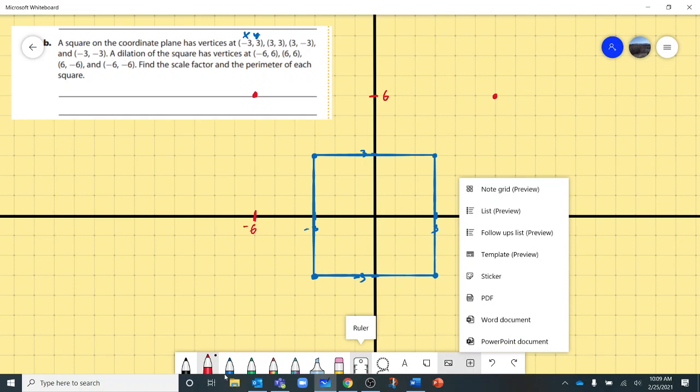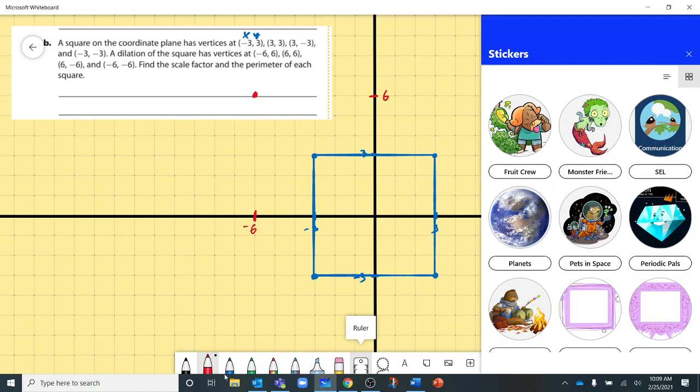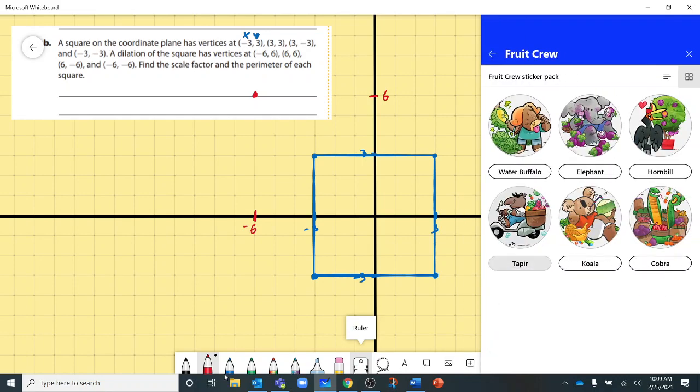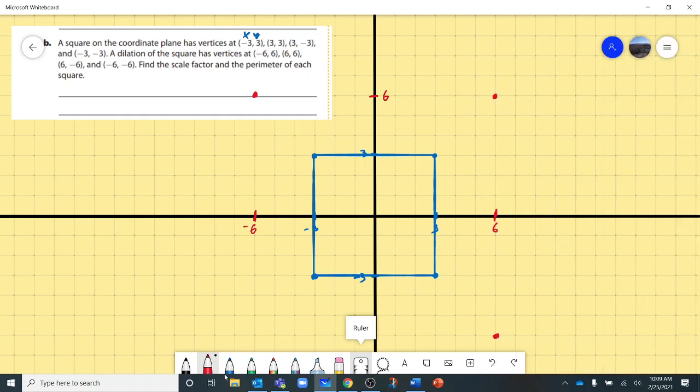Let's see. Stickers. Yeah, I can't get rid of that fruit label for some reason, or the ruler label.